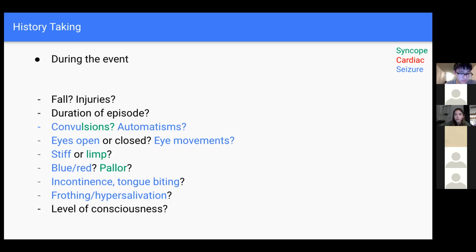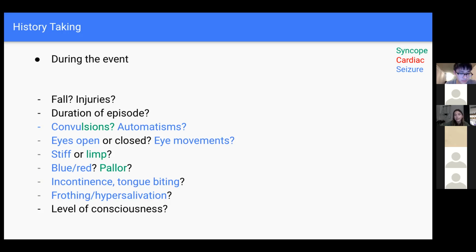I put convulsions as could be syncope or seizure because there are actually some convulsing syncopes that happen. So when you see convulsions, it could be a syncope or a seizure, and it's important to take the rest of the history into context. Automatisms would point towards a seizure. If the eyes are open, if there are eye movements, and if the person is stiff, that would once again point toward a seizure, whereas if the person is more limp, that could point towards a syncope.